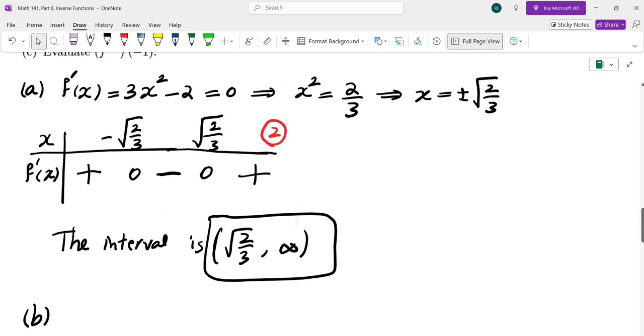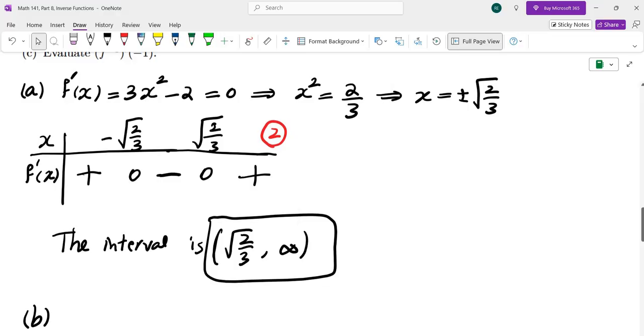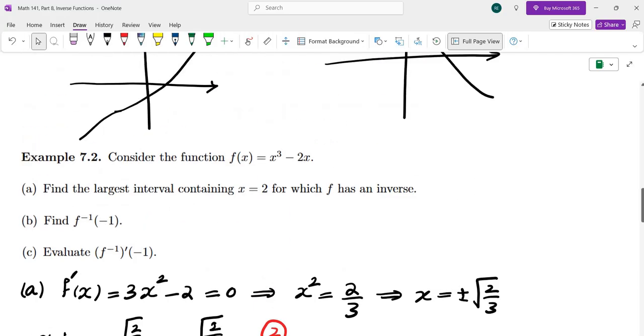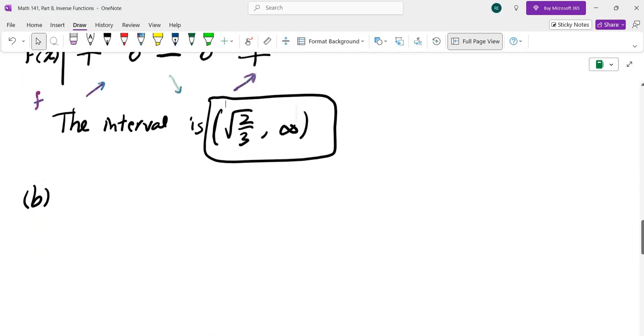Because over this interval, the function is increasing. If we go a little bit below root 2 over 3, the function becomes decreasing. So the function f is increasing, decreasing, and increasing. In order to make sure that the function is one-to-one, we can start from root 2 over 3 and go to infinity. The next part is asking us to find f inverse of negative 1.